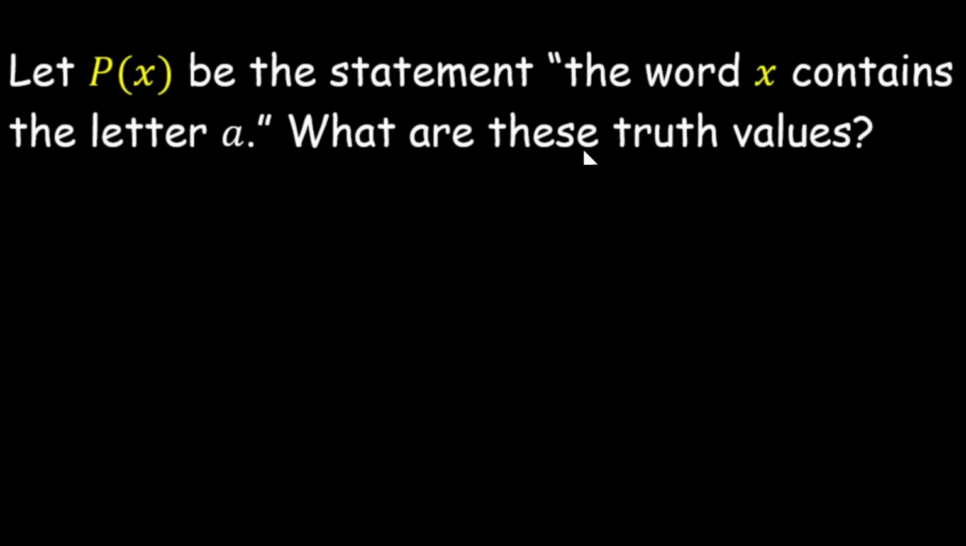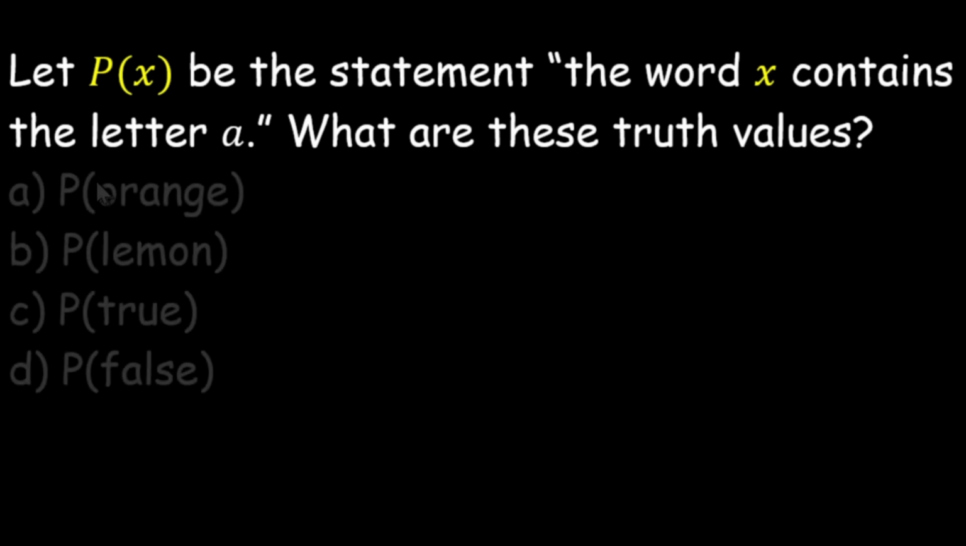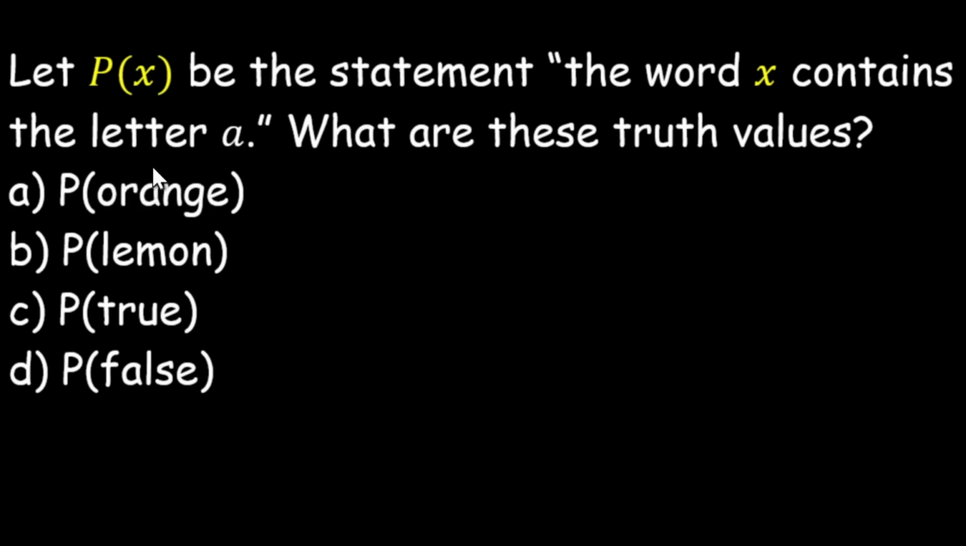The question is, what are these truth values? First is P of orange. Whether this word contains the letter a? Yes. So its truth value is true. In the next case, P of lemon. Whether this contains the letter a? No. So its truth value is false. What about the C part? In this case, again, it doesn't contain the letter a. It means the statement is false. And in D part, it contains the letter a. It means the statement is true. It is not that x is always numeric. It may be some word.